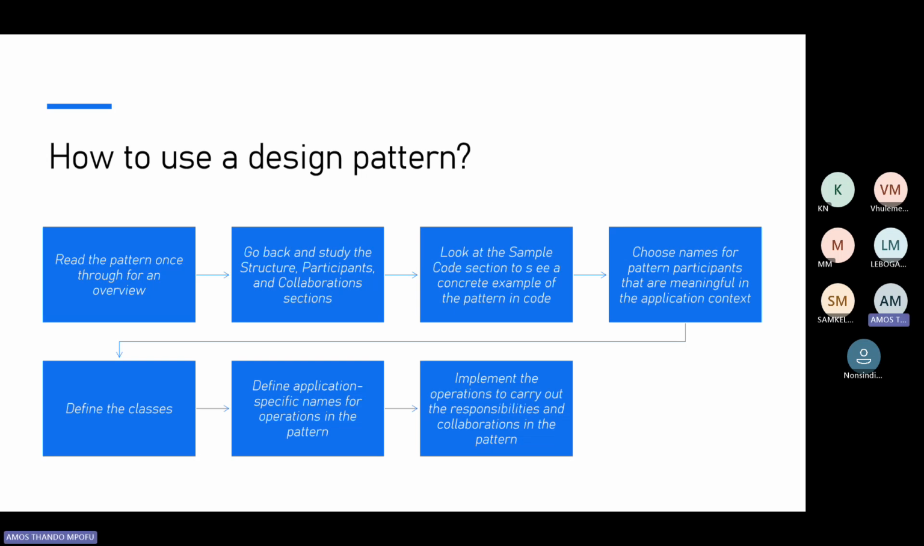Then define the application-specific names for operations in the pattern. So basically, define operations, right? It's your functions, your methods. They're saying use names that talk about the paragraph you're given, choose names that fit that problem. Don't just copy and paste the template from the textbook.